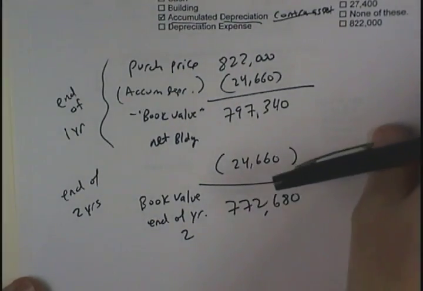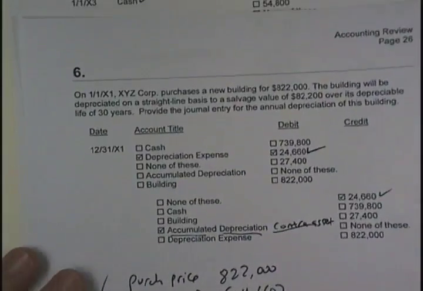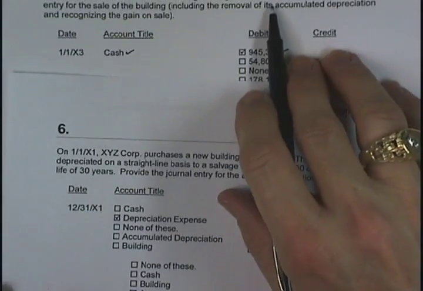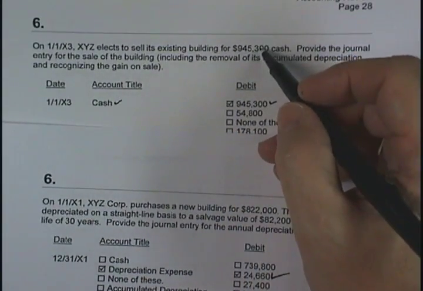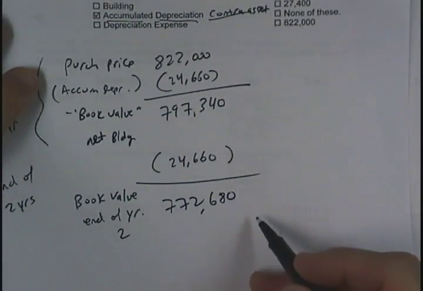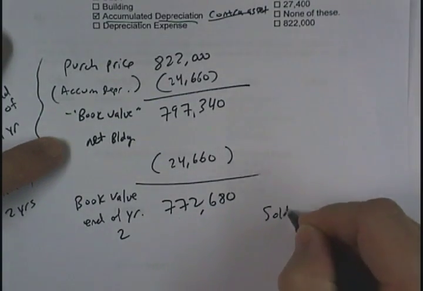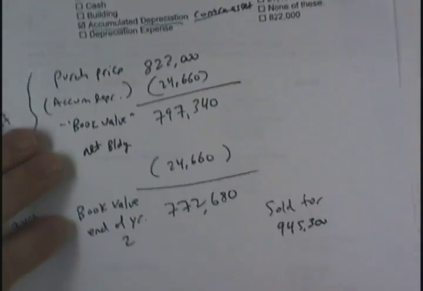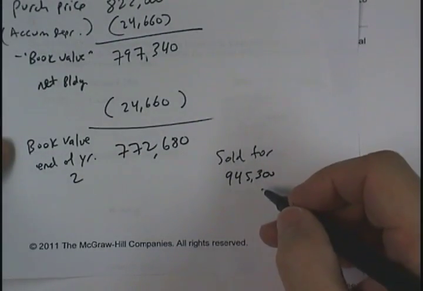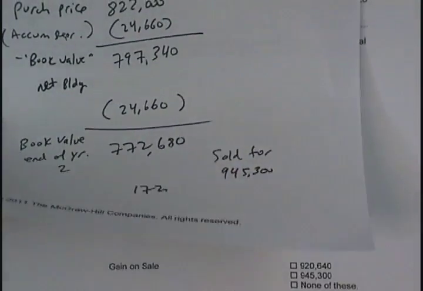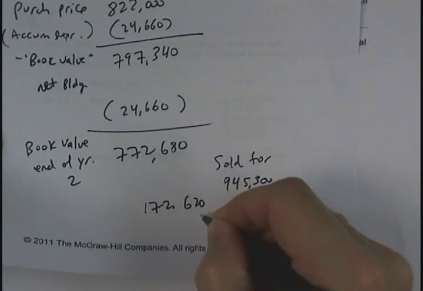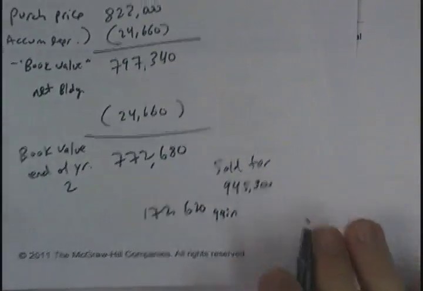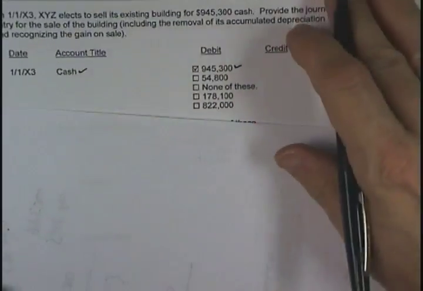When they sell the building for $945,300, they sell the building for $945,300 cash. That is for an amount over and above the $772,680 book value. So they're going to sell it for $945,300. No question there's a gain involved, $172,620 is the gain. Okay, so when they sell this building, they get the cash, $945,300.